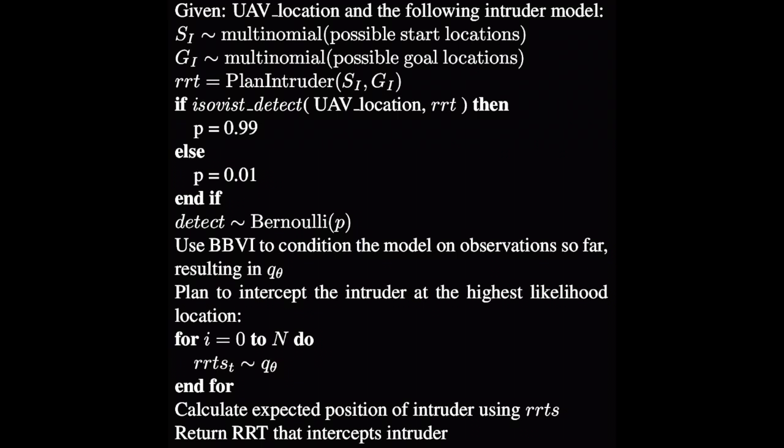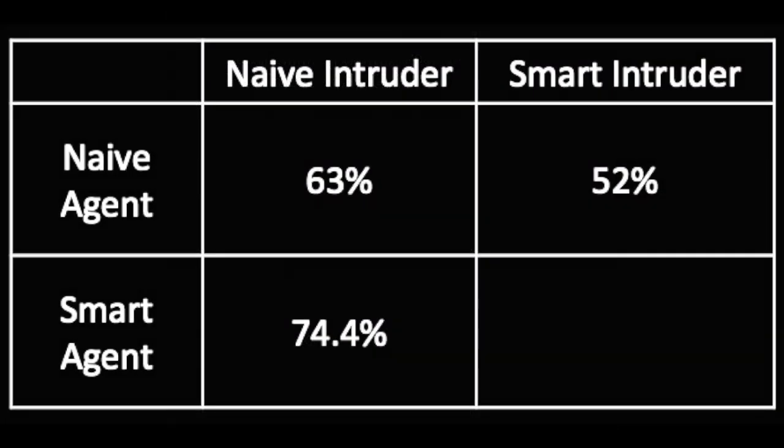Of course, a smart UAV might know that that's what the intruder was trying to do and might explicitly model that. Here's the probabilistic programming code for a smart UAV against a naive intruder. It uses as a subcomponent of its model an explicit model of how it thinks the intruder is behaving. Inference in this model is much more complicated, but you can do it. And as we see in this result chart, the smart agent versus the naive intruder is able to recover a high detection rate of 74.4%.